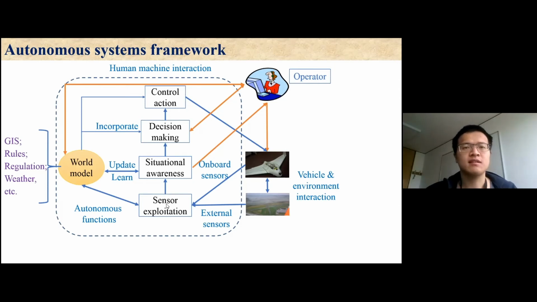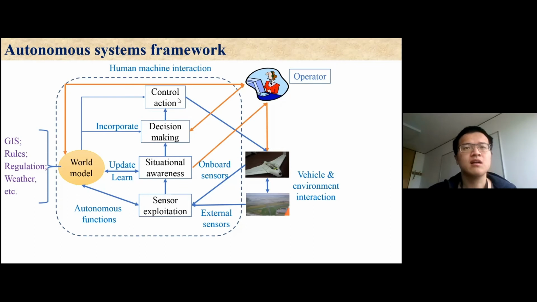With the sensing data, the next step is situation awareness, which transforms the low-level data into high-level information. Then with the information, we can make the optimal decision. Following the decision, we can use control action to implement the decision on the physical systems.